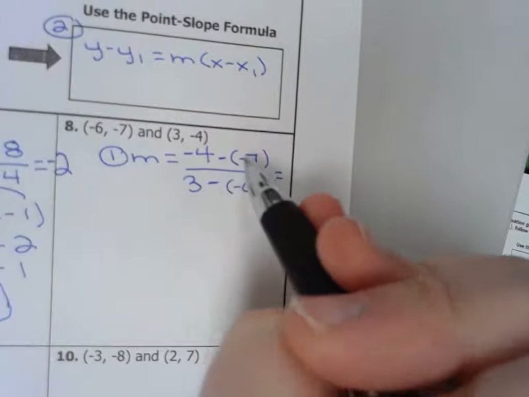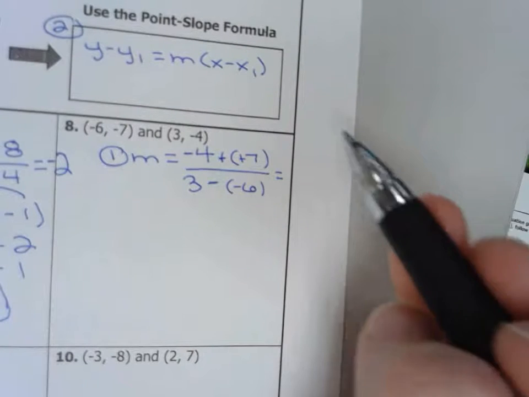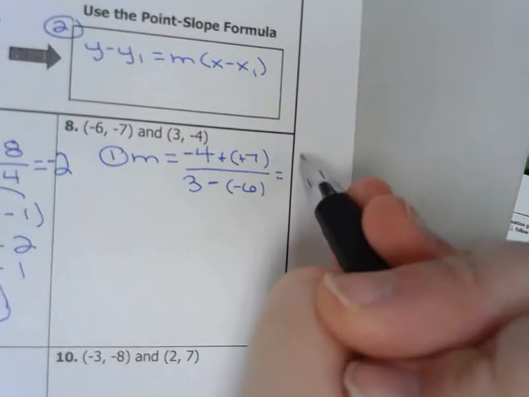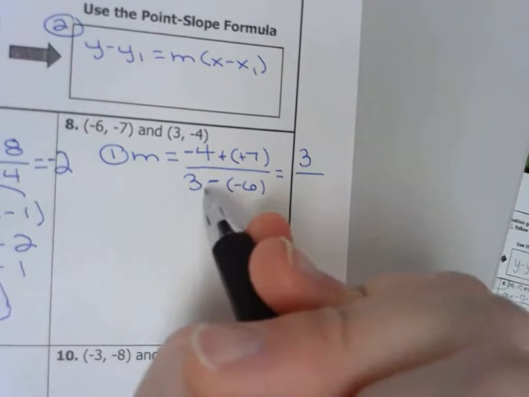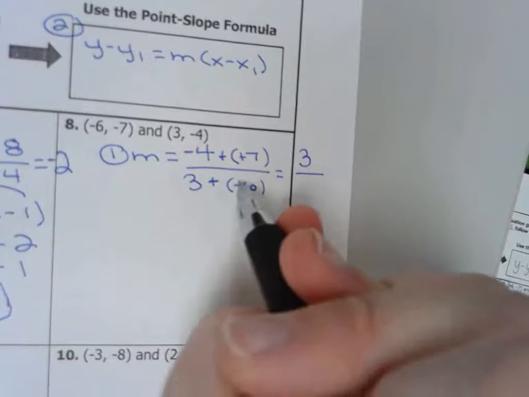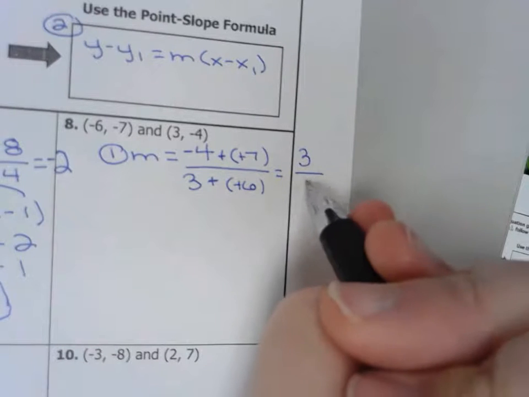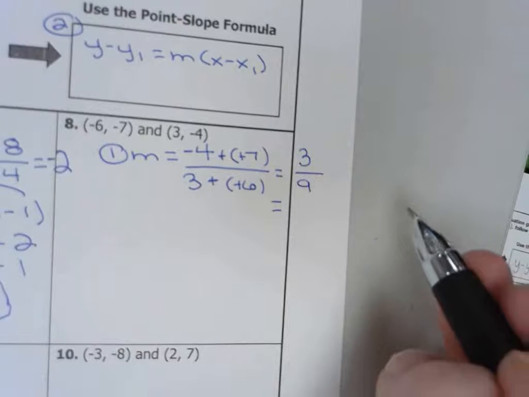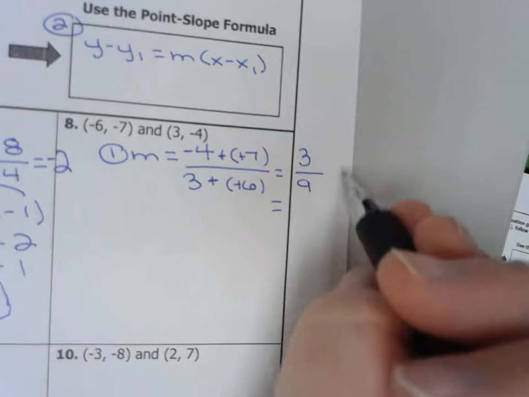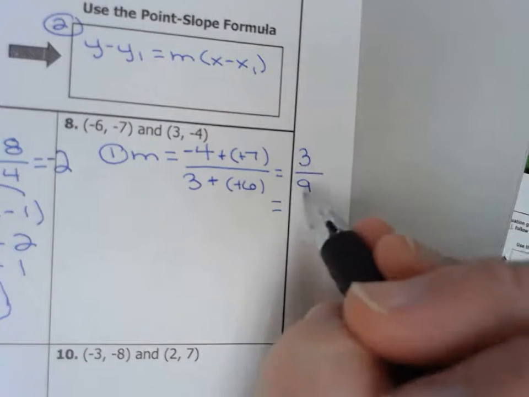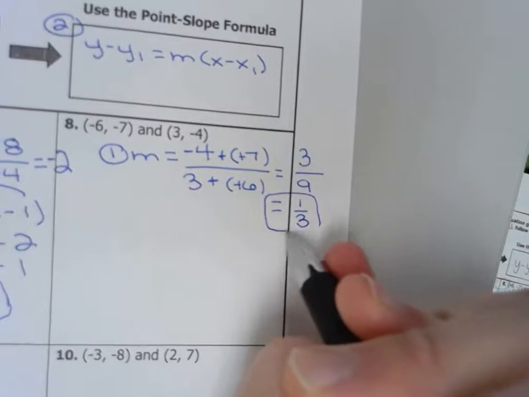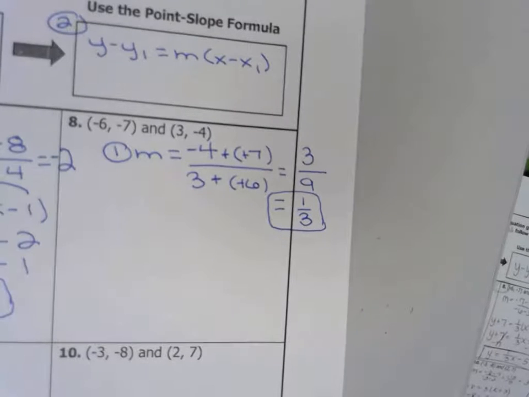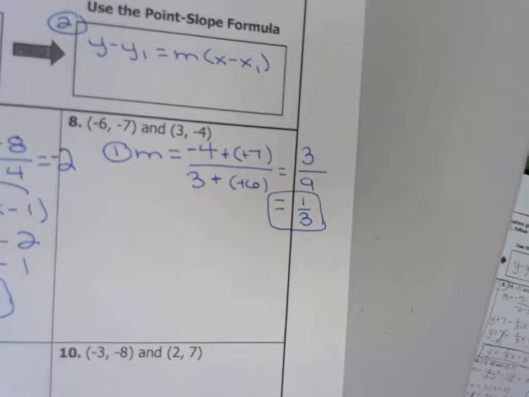Okay, minus -7 becomes plus 7. So I have -4 plus 7, which is 3, over 3 minus -6, which is 3 plus 6, which is 9. With slope we want to leave it as a whole number or a reduced fraction. So 3 over 9 reduces to 1/3. This is not 9 over 3. It's 3 over 9. So it's 1/3.